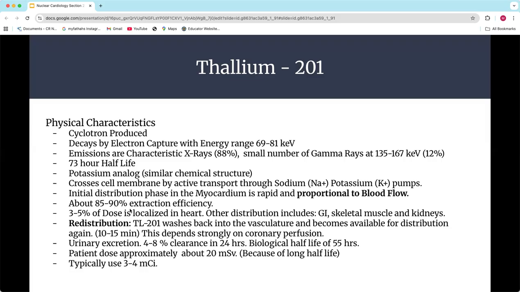Okay. Now, thallium does something that's really unique that no other radiopharmaceutical does, but it can do what's called redistribution. So when you inject thallium into your patient, thallium goes into the patient really quickly. It goes in, like I said, very fast. It stays in the cardiac muscle for about 10 to 15 minutes, and then it will actually wash out of the muscle and go back into the circulation. And then that cycle can be repeated multiple times as that 73-hour half-life goes. So it tends to go in and out of the heart muscle. And so that redistribution is going to be important later on.